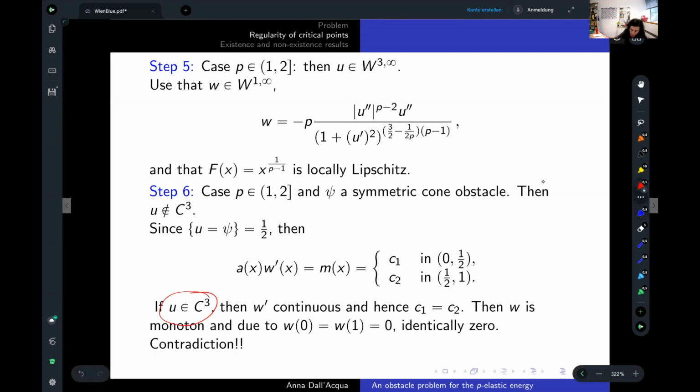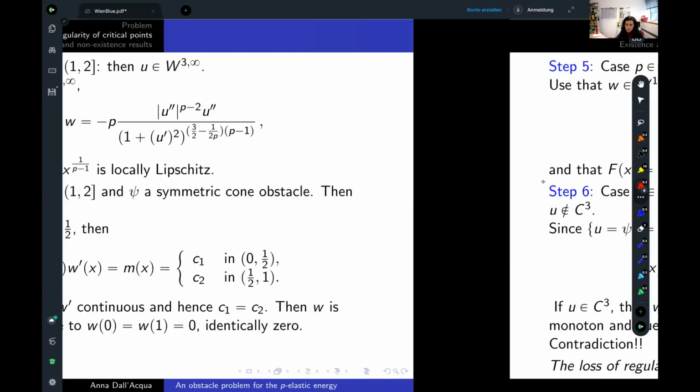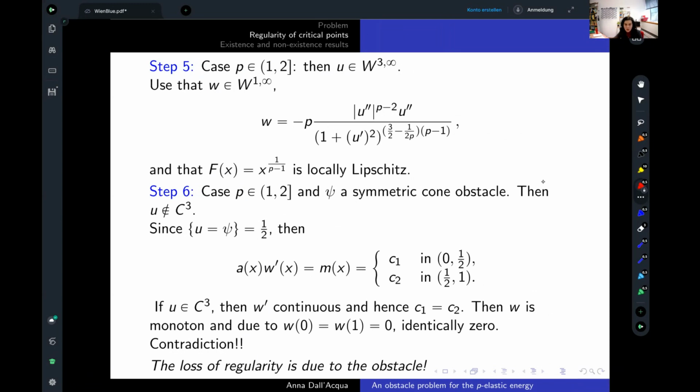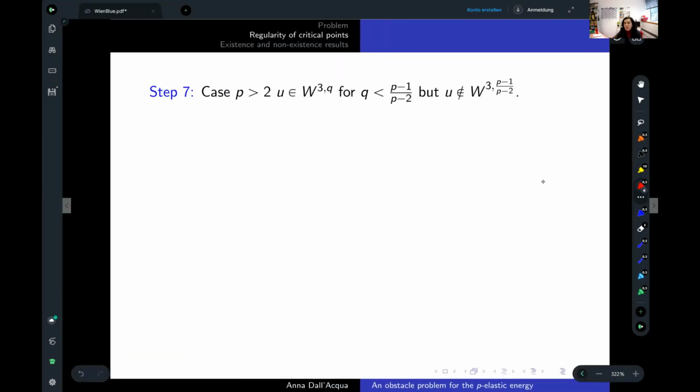So every time we look at a critical point where we have this cone obstacle, the critical point cannot have continuous third order derivatives. I also, in the statement, have that in this case the third order derivatives are BV. I didn't give a proof here, but the arguments are quite similar to the arguments that are coming now for the case P bigger than 2. Quite similar, so I decided to present those.